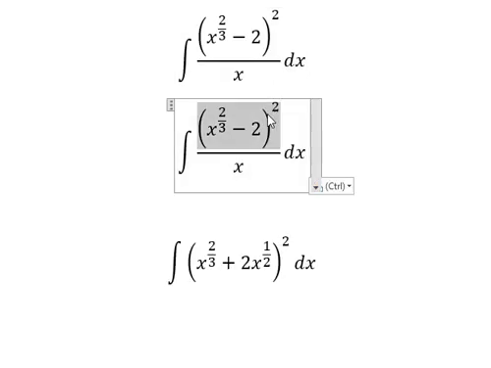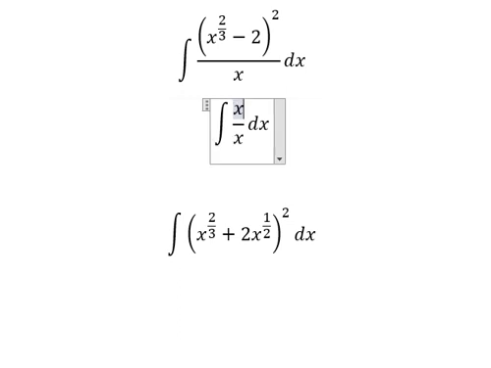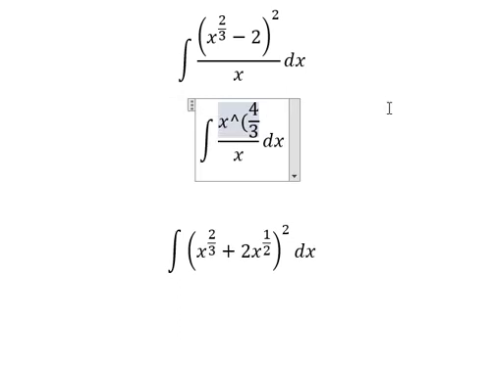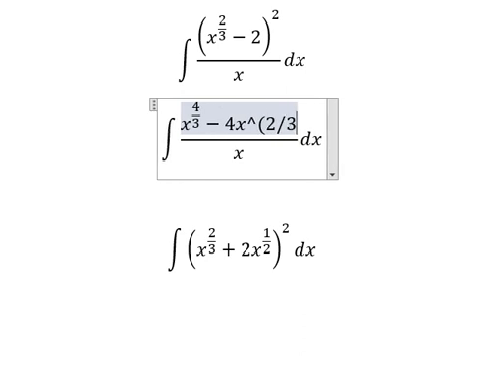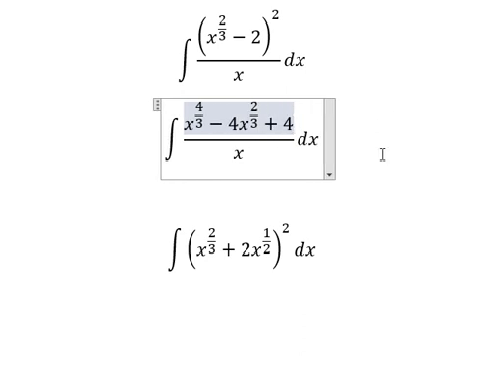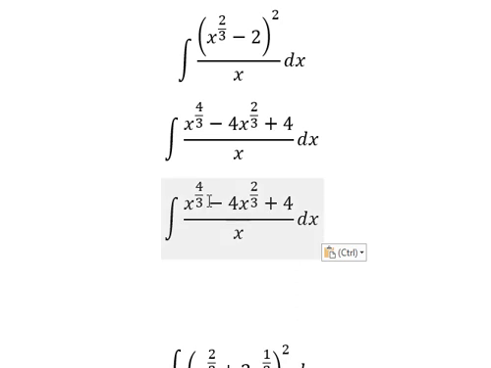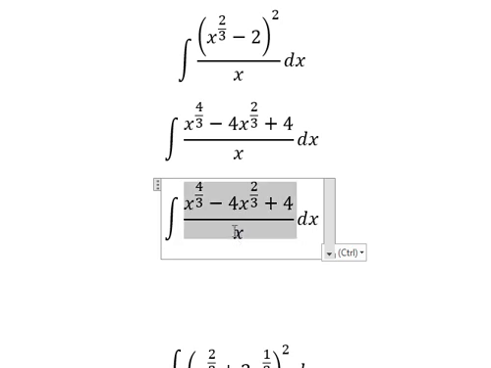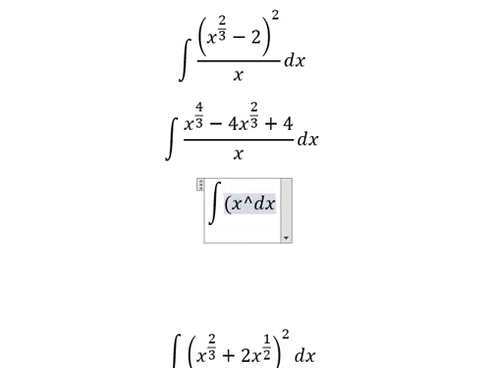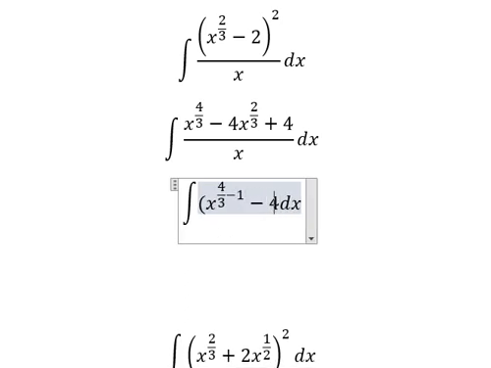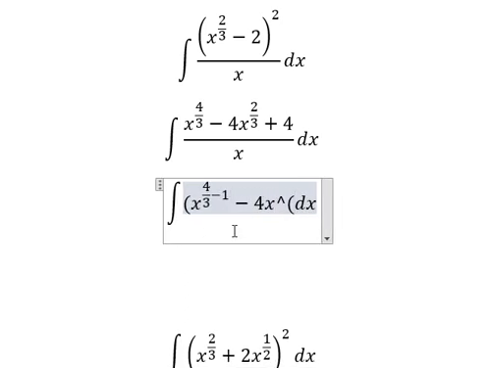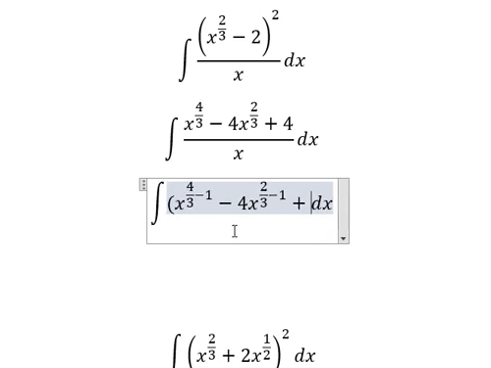We need to expand this one in here. And we have s to the power of 4 over 3 minus 4s to the power of 2 over 3 plus 4. So this one divided by s, this one divided by s, and 4 divided by s. So we have s to the power of 4 over 3 minus 1, minus 4s to the power of 2 over 3 minus 1, and 4 over s.